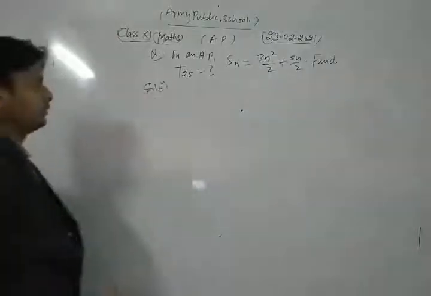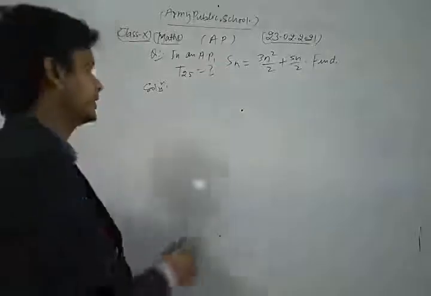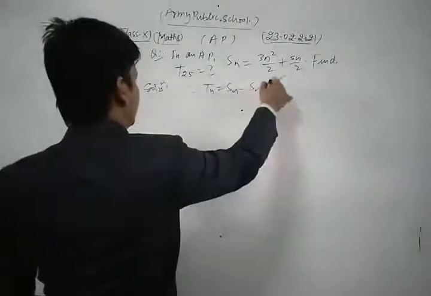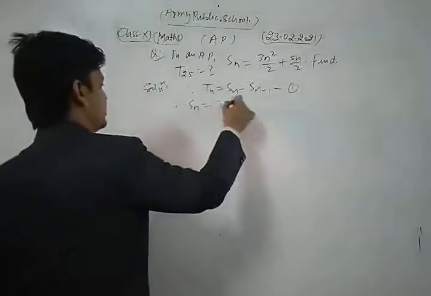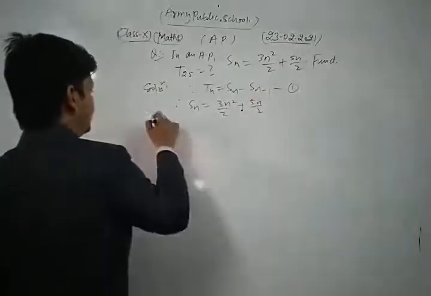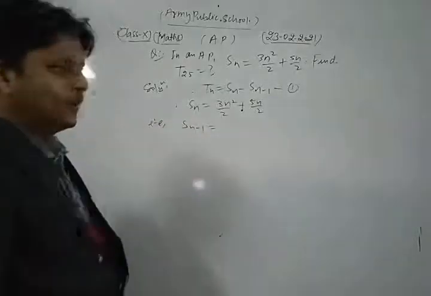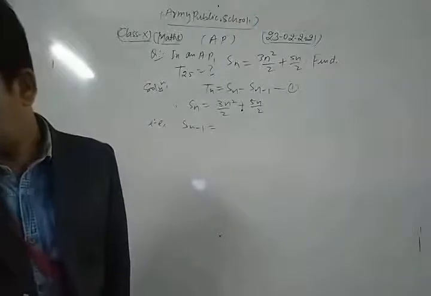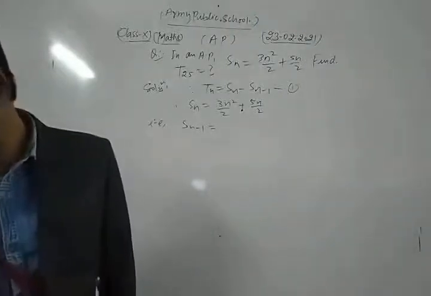Just to discuss the formula. First of all, we find the nth term of an AP, Tn equals Sn minus Sn minus 1, take equation number 1. Since here Sn is given as 3n square upon 2 plus 5n upon 2, first of all we find Sn minus 1. We just replace n by n minus 1. Okay dear students, now let's see.